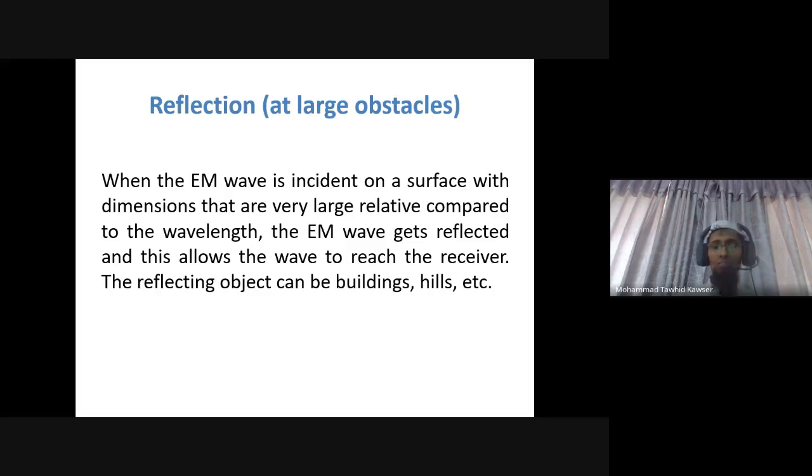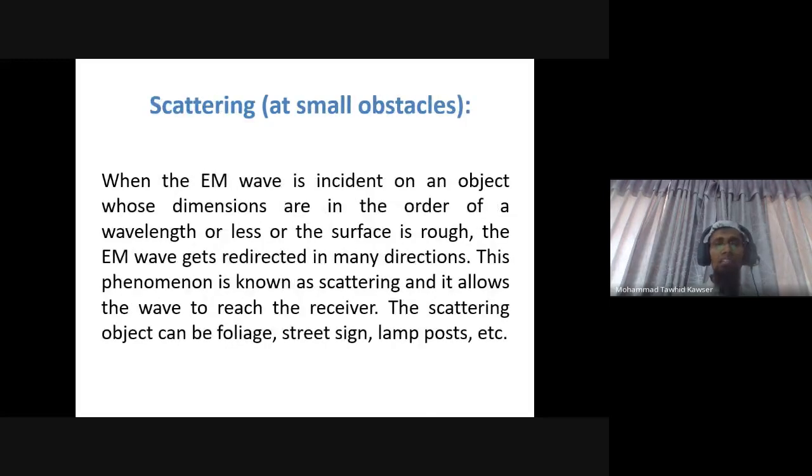Then scattering. If you consider leaves of the trees, these are scattering power, or dispersing the electromagnetic wave in many different directions. Or if you have a surface which is rough, not smooth, then the signal when it is incident on the surface will be scattered, dispersed in many different directions. Small signals will be coming out from the surface in many different directions. That's called scattering, a little different from reflection. The scattering object can be foliage, leaves of the trees, street signs, lampposts, etc. But it can still help you to reach the receiver. Some amount of power can get to the receiver.